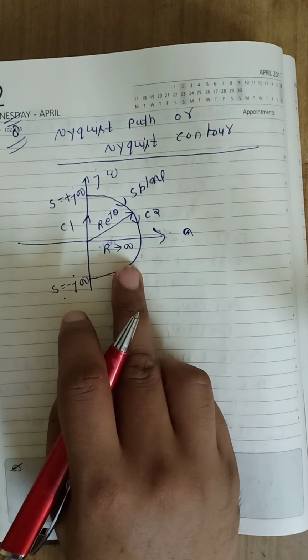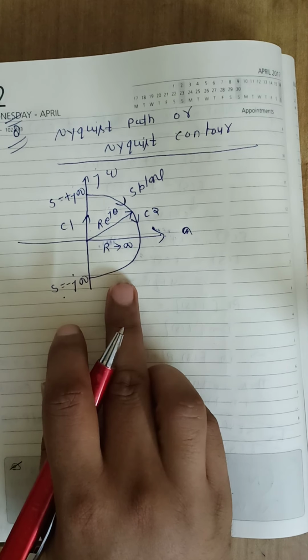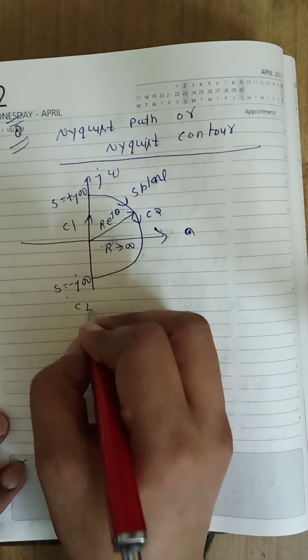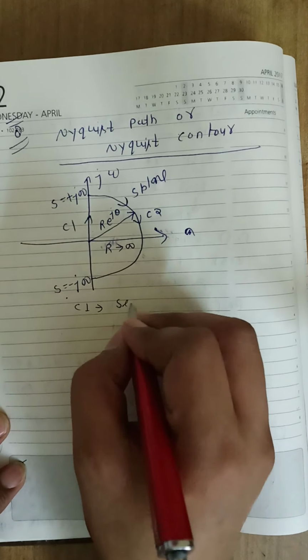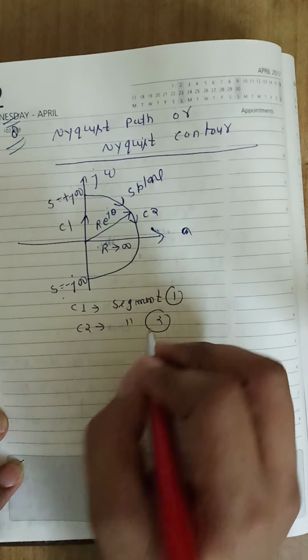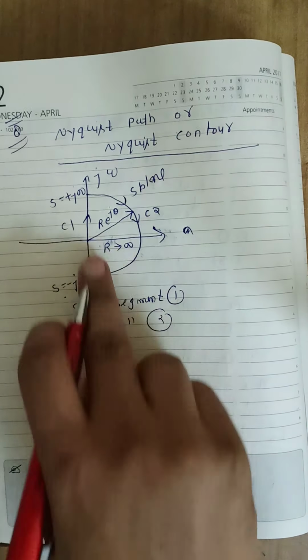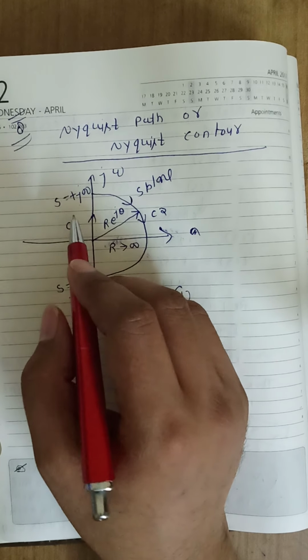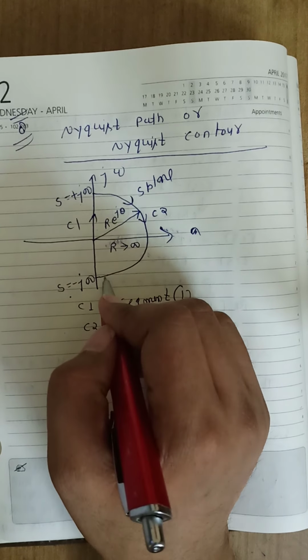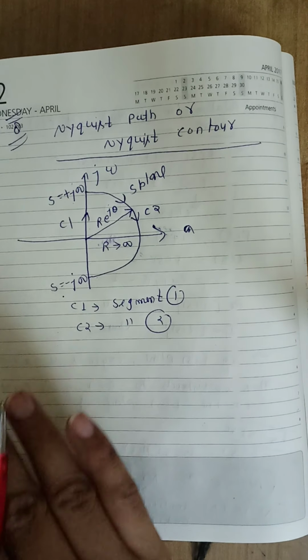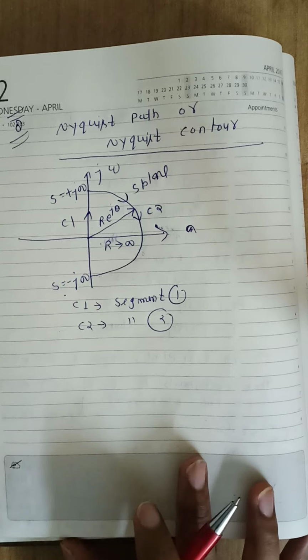So here the path will be composed of two segments. First segment C1, second segment C2. First segment is the whole imaginary axis from minus j infinity to plus j infinity, and second segment C2 is a semicircle of radius infinite that encloses the entire right half of S plane. So this is my Nyquist path or Nyquist contour.